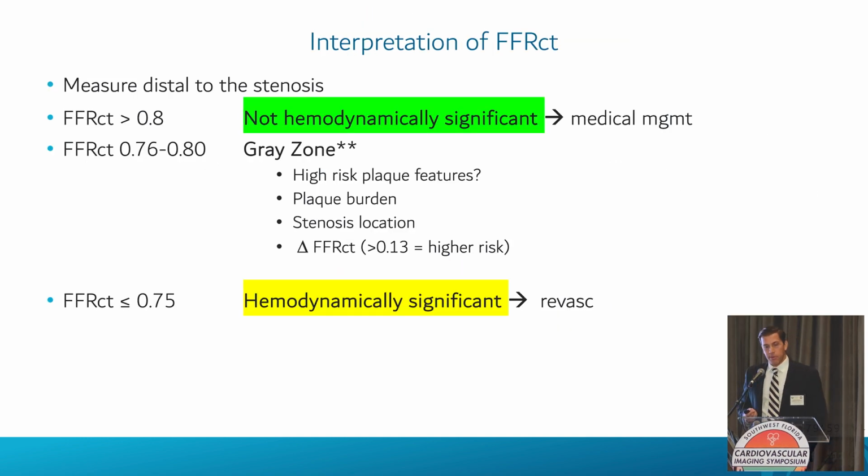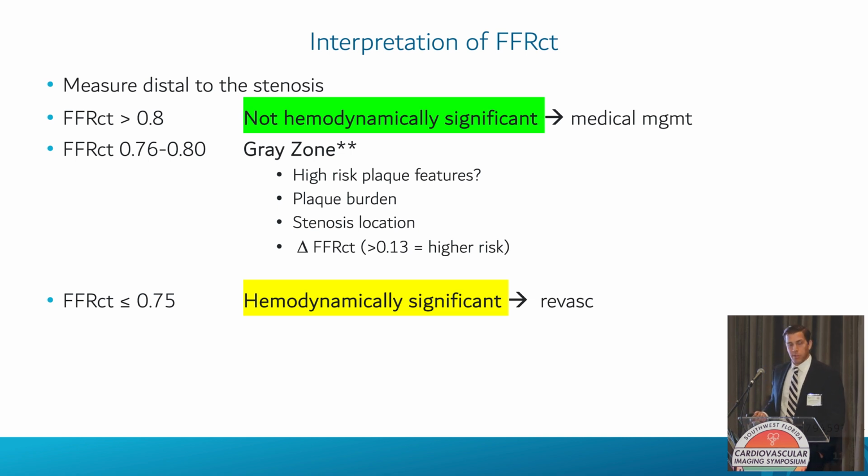By convention, we typically measure the FFR CT distal to the stenosis in question. Lesions that have an FFR CT greater than 0.8 are considered to not be hemodynamically significant and can be managed medically. And lesions that have a low FFR CT, specifically less than or equal to 0.75, those are the lesions that we really worry about.